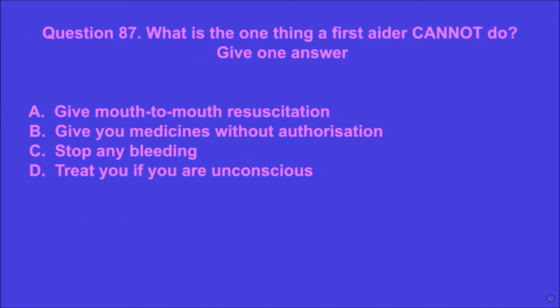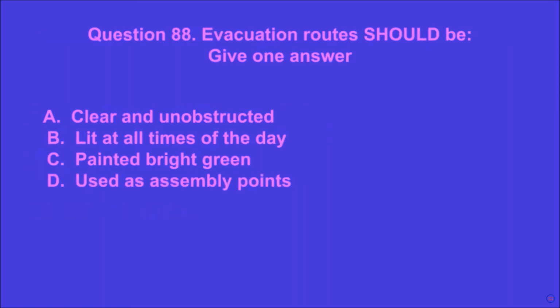Question 87. What is the one thing a first aider cannot do? Give 1 answer. A. Give mouth-to-mouth resuscitation. B. Give you medicines without authorization. C. Stop any bleeding. D. Treat you if you are unconscious. Correct answer is B.